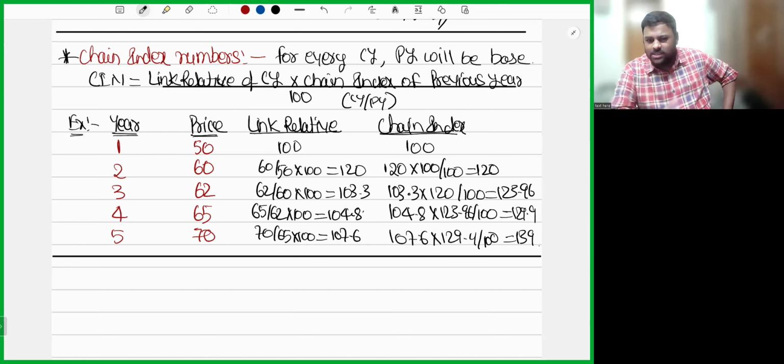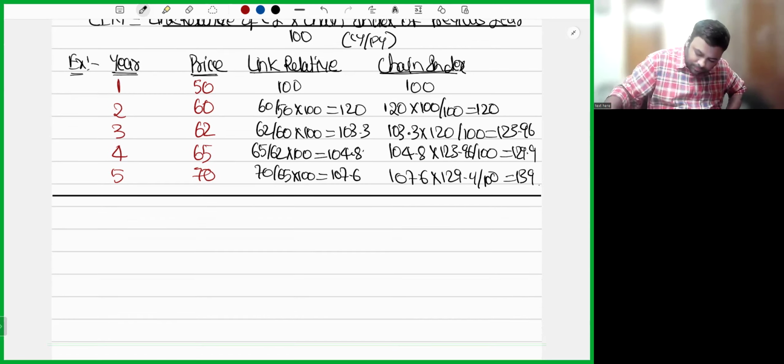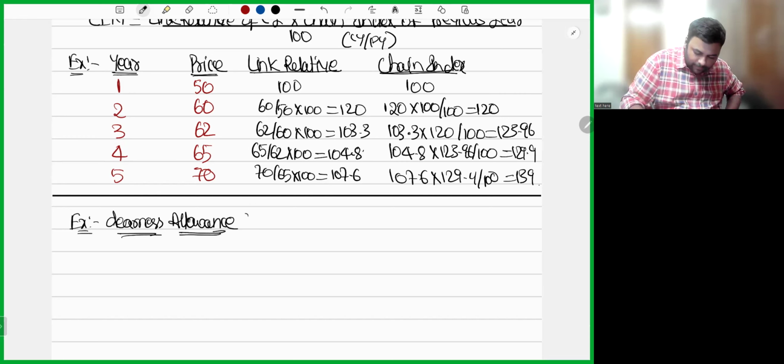There are some 40 sums that I have selected in index numbers, which cover maximum all the concepts and practical sums. What is the usage of index numbers? For example, there's a concept of dearness allowance, DA. This concept we need to learn.